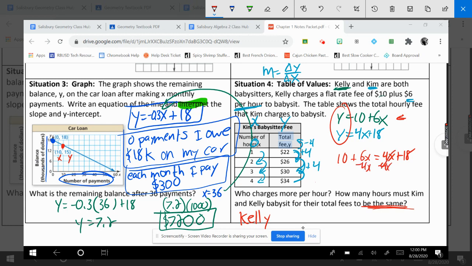Subtract 4x on both sides. I'm going to do another step at the same time here. I'm going to also subtract 10 on both sides. So I have 2x is equal to 8. And dividing both sides by 2, x equals 4. So the answer is 4 hours, and then their rates are the same, which we can actually see here. That would be $34. That's really cheap for babysitting.